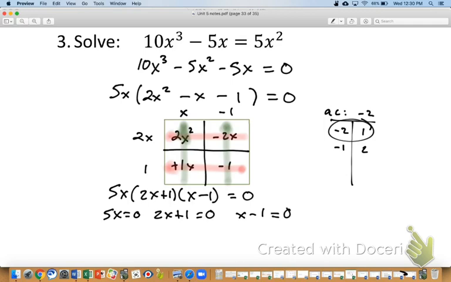For the left one, just dividing by 5 gives me x equals 0. The one in the middle, if I subtract 1 and divide by 2, I get x equals negative 1/2. On the right, I add 1, I get x equals 1. So this one actually had 3 answers. You could even have one that's got like 4 answers. Lots of ways it could go.